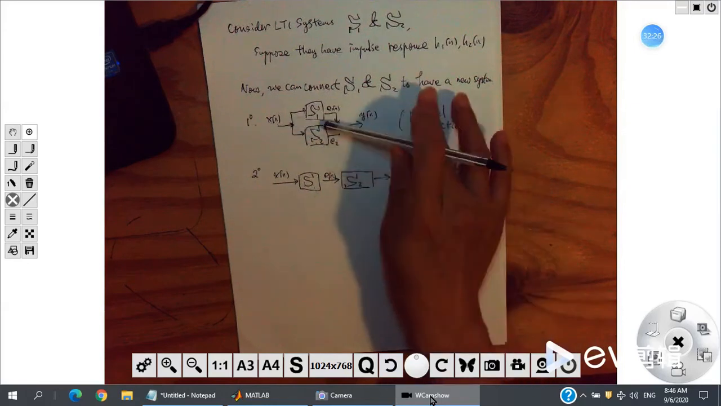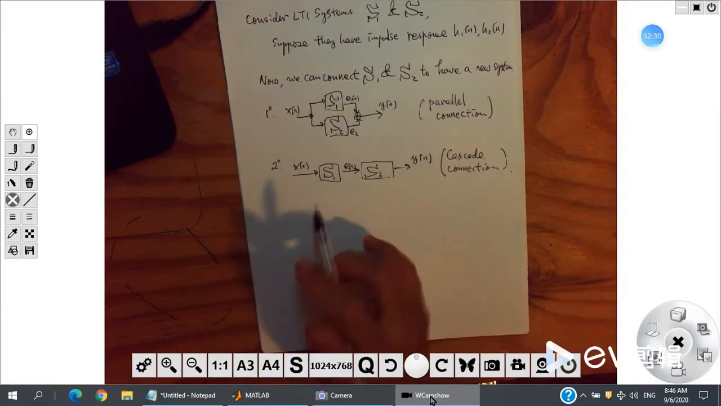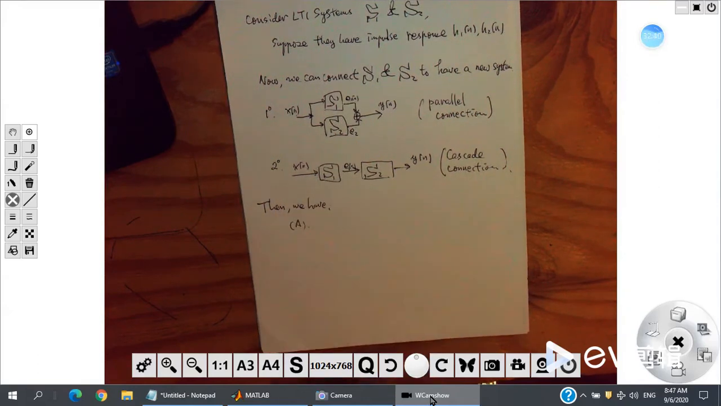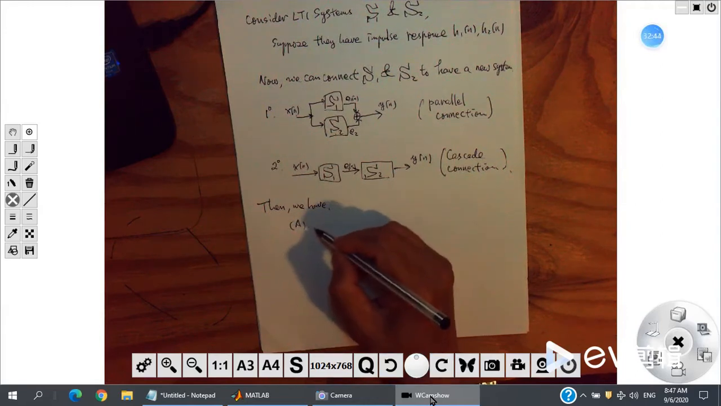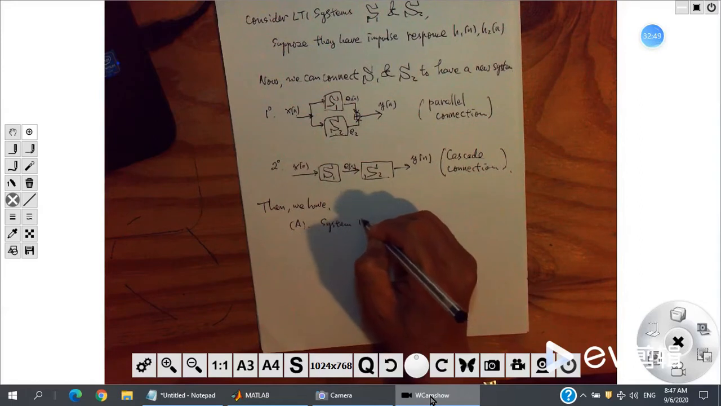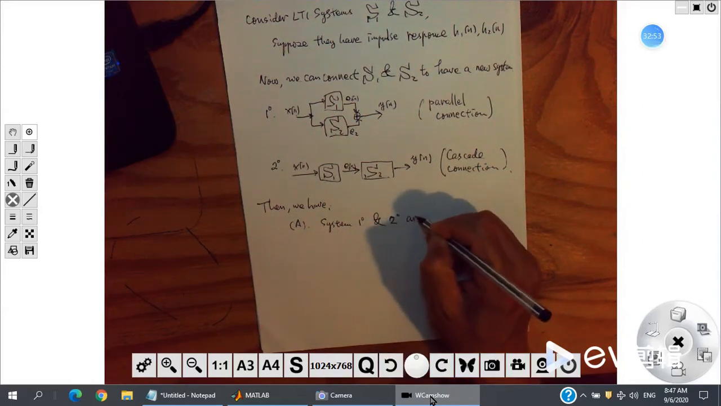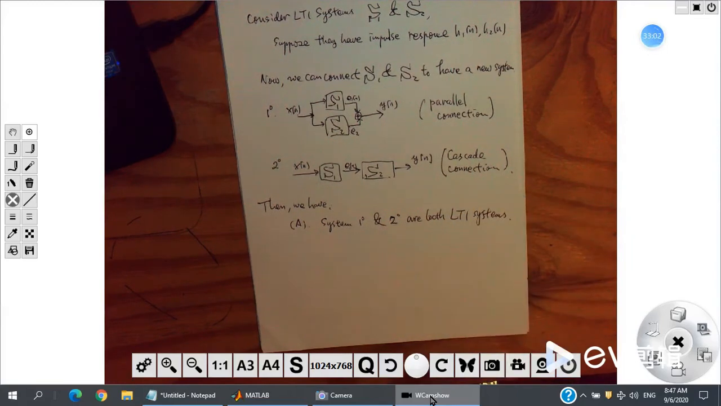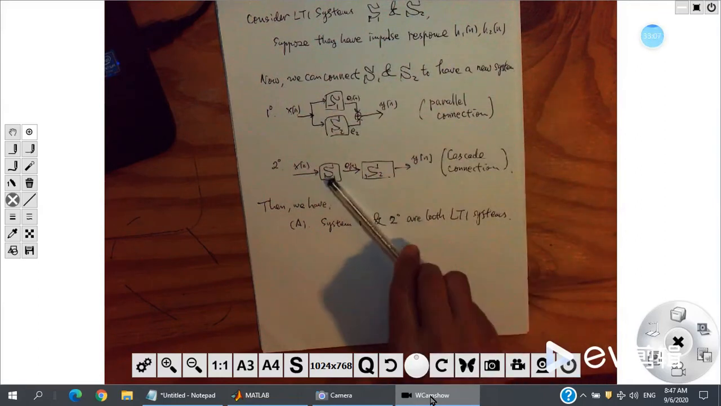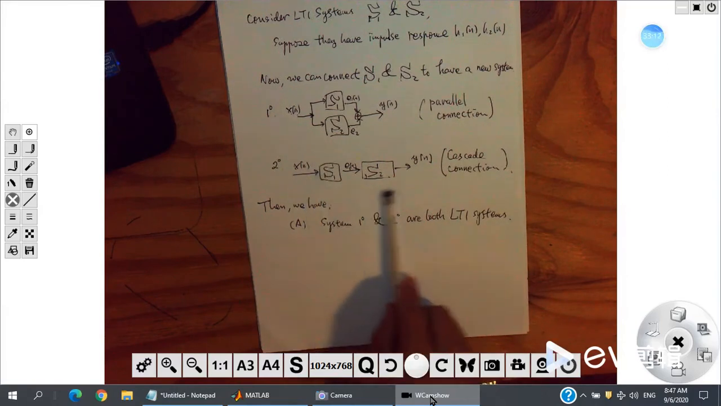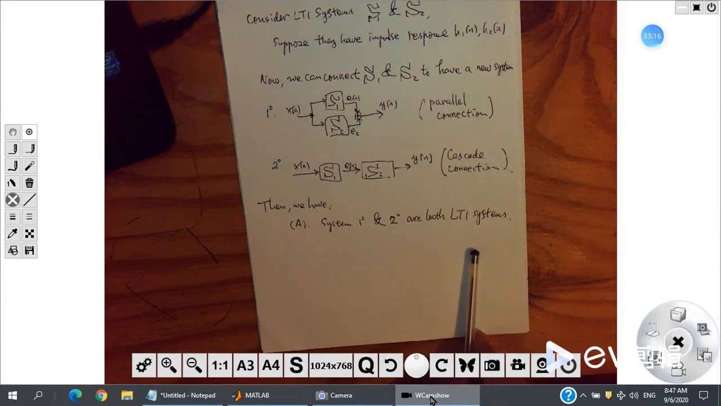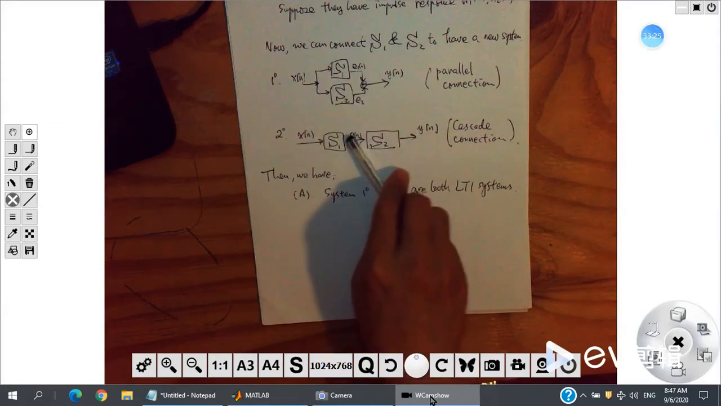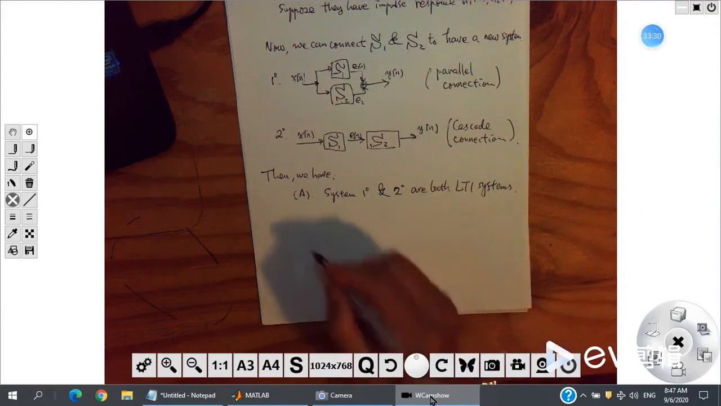All right, so we have two different systems. Then we can claim the following result. The first statement, I will say A: system 1 and 2 are both LTI systems. They are both LTI. You combine them, no matter in the parallel way or cascade way, the resulting system is still an LTI system. Alright, this is good, right? You build a new system based on LTI systems by this kind of connection, then you still have an LTI system. Okay, this is A.